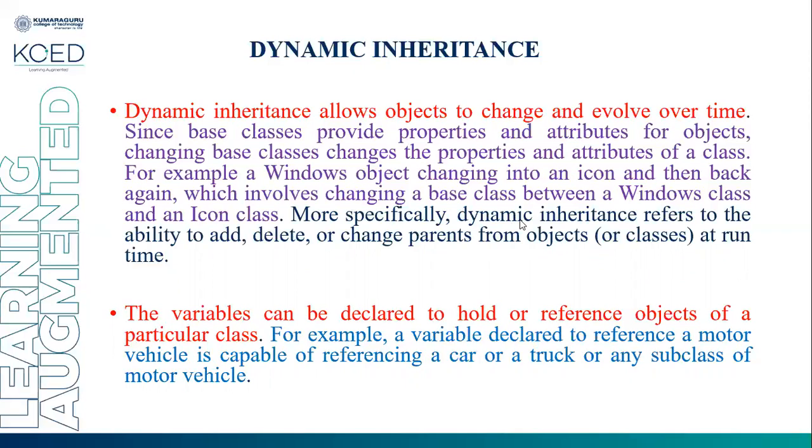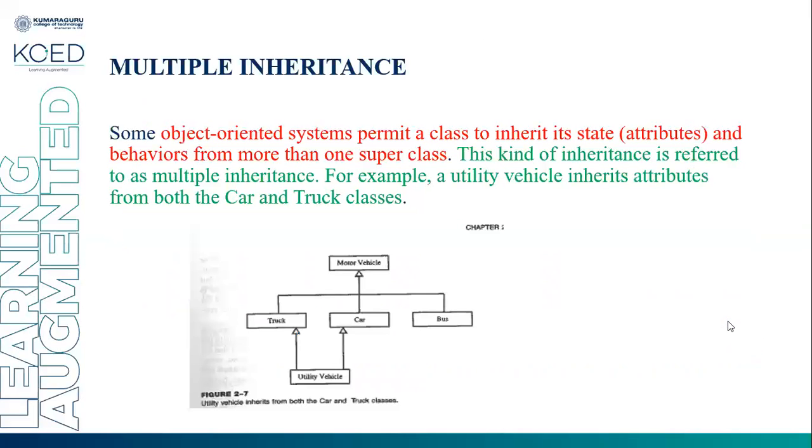More specifically, dynamic inheritance refers to the ability to add, delete, and change the parent of the object or classes at runtime. When you change the parent at runtime, that inheritance is known as dynamic inheritance. A variable can be declared to hold or reference an object of a particular class. For example, a variable declared as a reference to a motor vehicle is capable of referring to a car or a truck or any subclass of the motor vehicle.